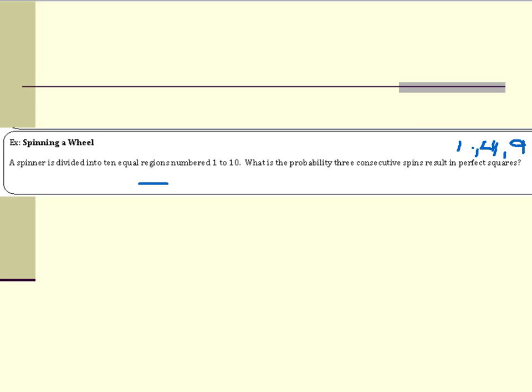We've got 3 different things occurring, and we're going to multiply all 3 of those together. Each time we have 10 different options that could happen. But every time we want only 3 of them to occur. So we've got 3 out of 10 the first time, 3 out of 10 the second, and 3 out of 10 the third. And if we multiply those, that equals 27 out of 1000.